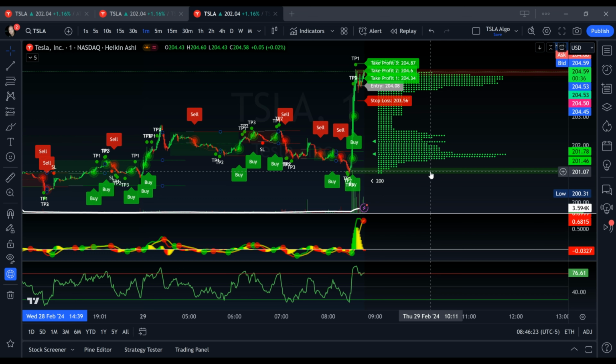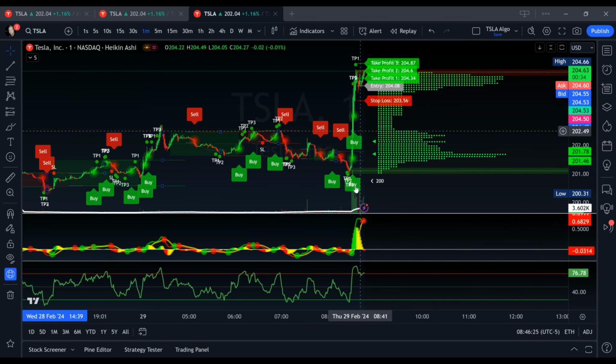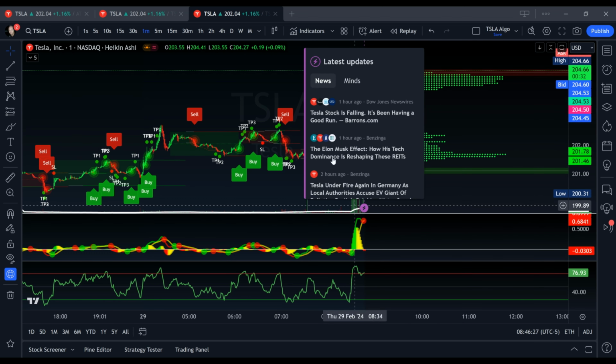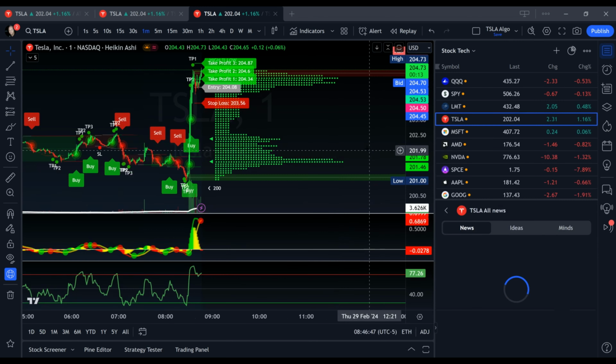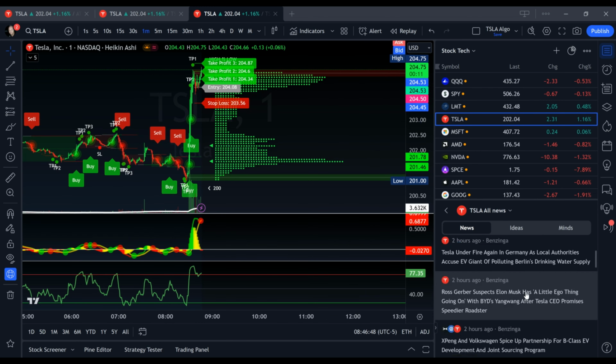And so it really just depends on a lot of variables. I mean, the news: Tesla stock is falling. It's been having a good run. It doesn't matter to me. The Elon Musk effect, how is his tech dominance reshaping these REITs? Tesla under fire again in Germany as local authorities accuse EV giant of polluting Berlin's drinking water supply. Okay, so there's some negativity right there. The other news was just BS.